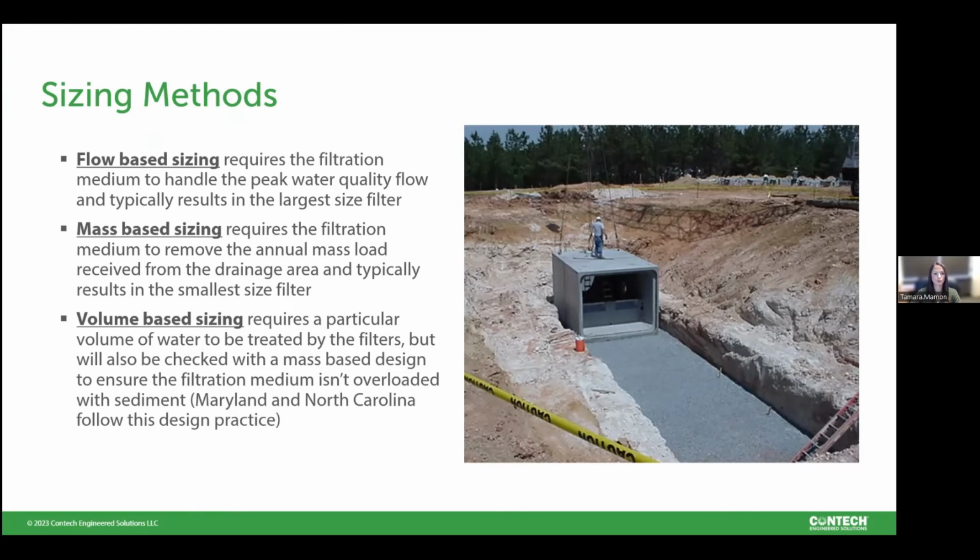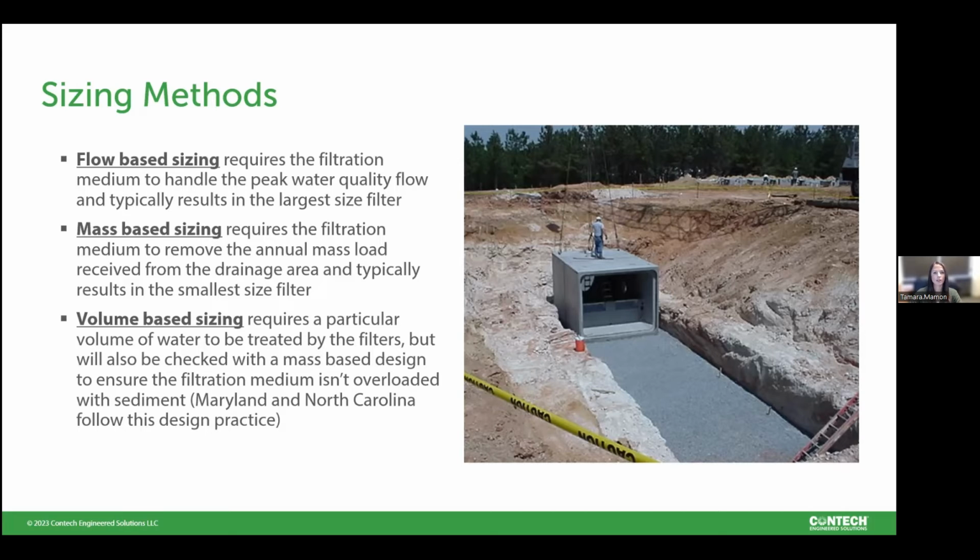Second most common approach would be a mass-based sizing. It requires a filtration medium to remove the annual mass load received from a drainage area. Unlike flow-based sizing, this is going to result in the smallest size filtration system, and it is almost always placed downstream of a detention system.